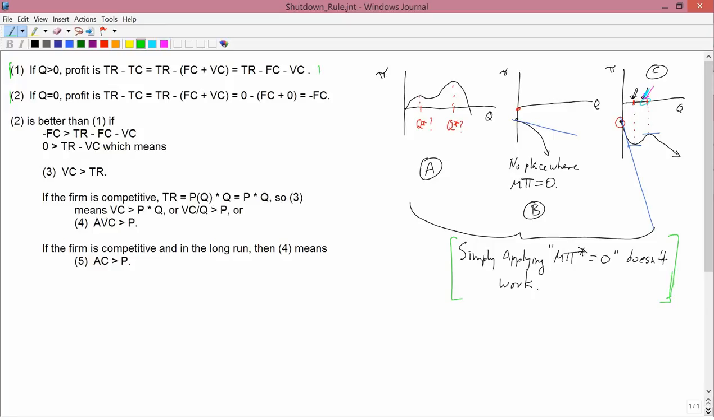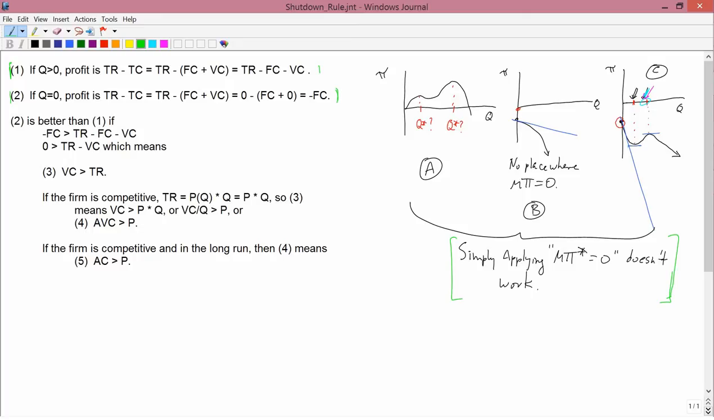Statement number two. If Q is equal to zero, profit is total revenue minus total cost, which again is total revenue minus open parentheses fixed cost plus variable cost close parentheses equals... Well, total revenue is zero if you're not selling anything, because if you're not selling anything, your customers don't give you any money. And variable cost is also zero if you're not producing anything, because you don't buy any of the variable inputs, and so you don't spend any money on them. So the only thing that's left at the end here is minus fixed cost.